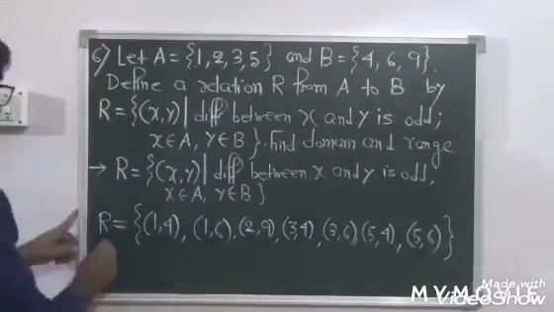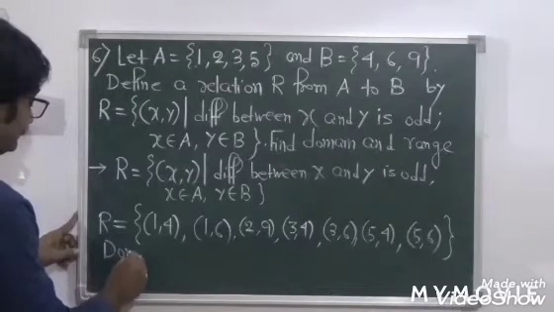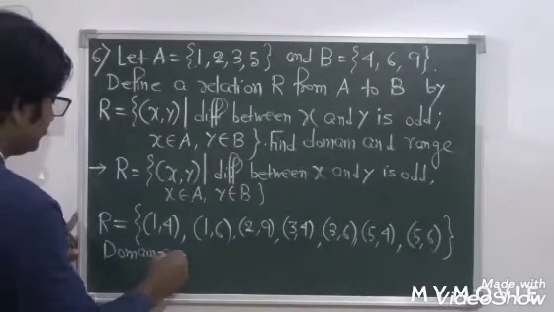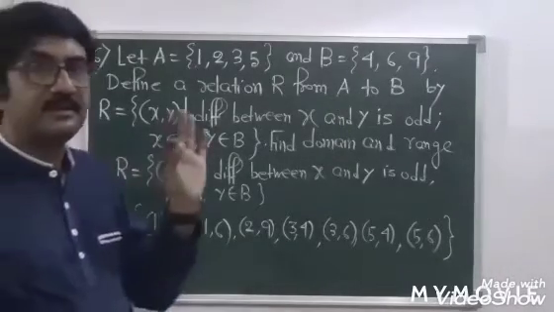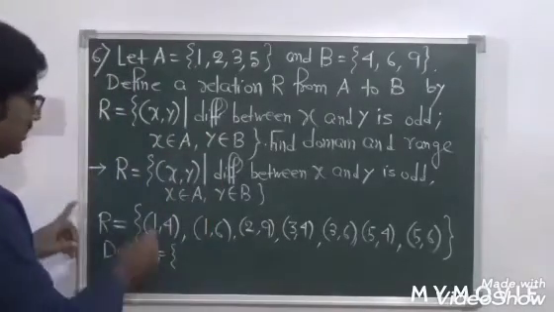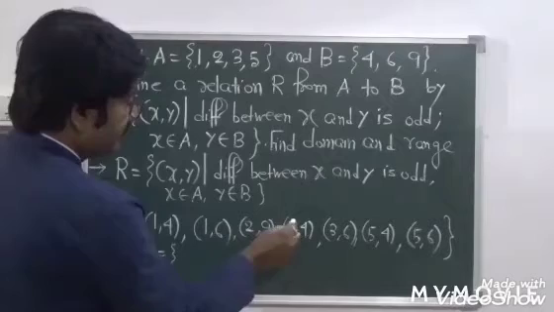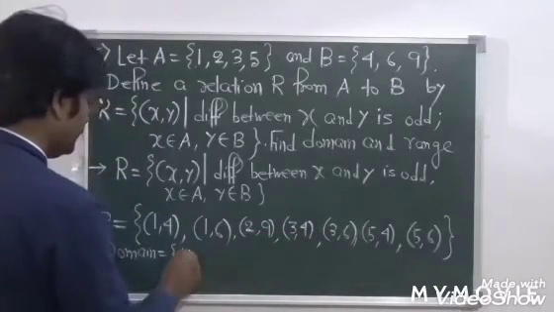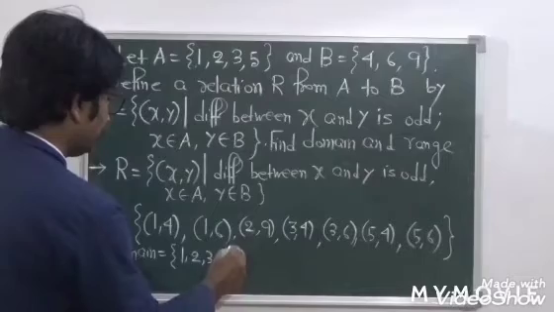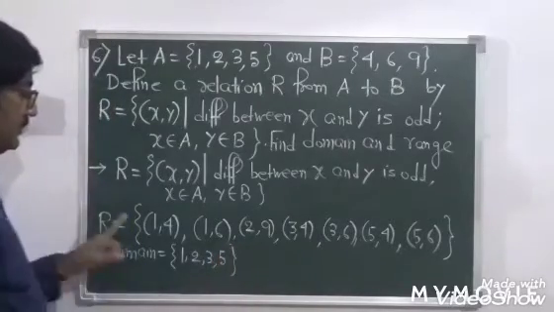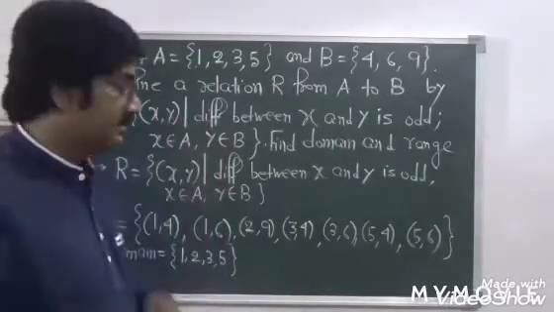Now let us define the domain. The domain is the set of all the first elements in the ordered pairs of the relation. So 1, 2, 3 and 5. If 1 is repeating, we will take it only once.